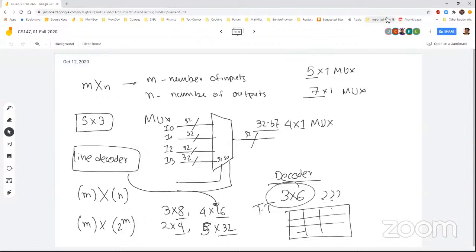Yeah. So how does that relate to the 7x1 and 5x1 mux? Okay, so now come to this question, 7x1. That means you are trying to generate at least 7 different minterms, right? Different minterms.